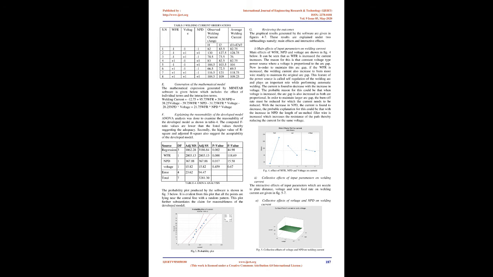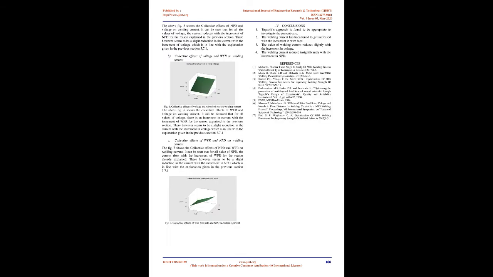Reviewing the outcomes, the graphical results generated by the software are given in Figures 4 to 7. These results are explained under two subheadings, namely, Main Effects and Interactive Effects. Main effects of input parameters on welding current: the main effects of WFR, NPD, and voltage are shown in Figure 4 below.